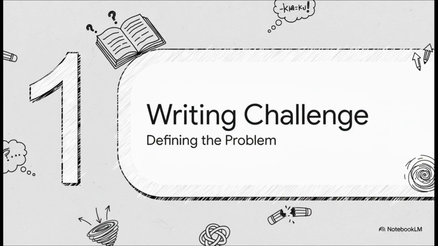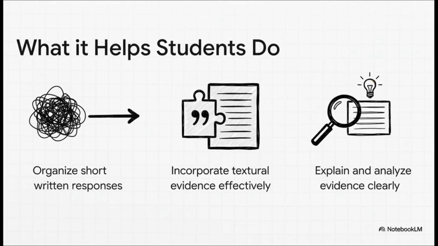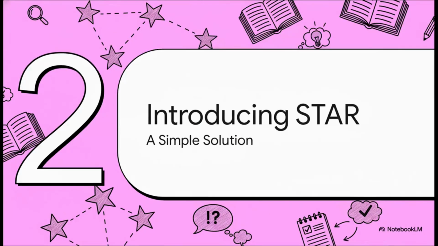What are those hurdles our students are always tripping over when we ask them to write with evidence from a text? Does this feel a little too familiar? Students really struggle to get their thoughts organized for a short response. Or maybe they have a tough time finding the right piece of evidence. Or my personal favorite, they just drop a quote in there with zero explanation for why it matters. Our goal is to help them nail all three of these things: organizing, incorporating, and most importantly, analyzing. And that is exactly where our solution comes in.